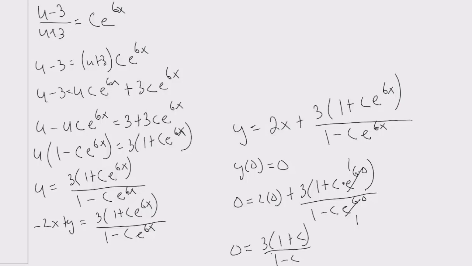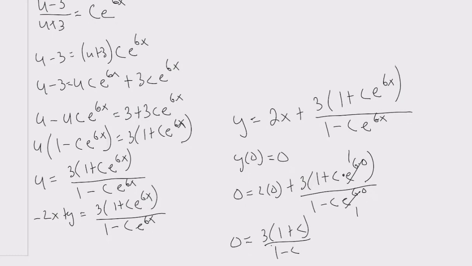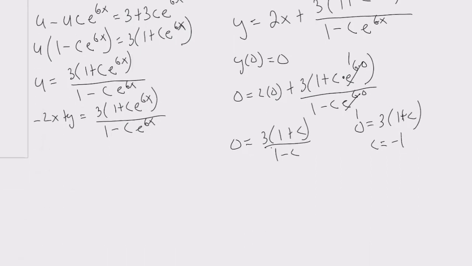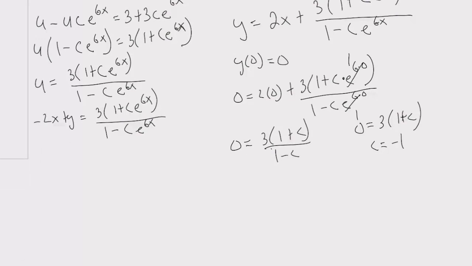Of course, the only way a fraction is ever going to equal 0 is if the numerator equals 0. So that says 0 equals 3 times (1 plus c), and that then would mean c is equal to negative 1. So put that all together for our final pretty answer. So y equals 2x plus 3 times (1 minus e to the 6x) over (1 plus e to the 6x).